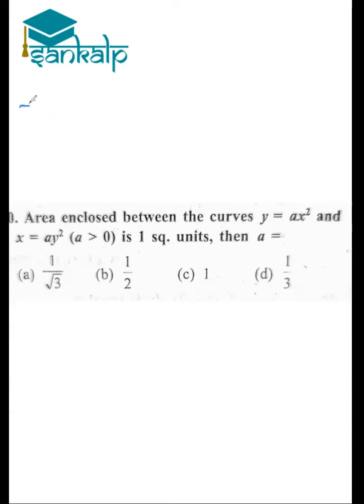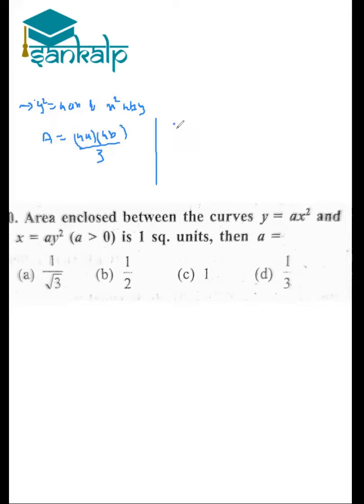If the equation of the curves is of the type y² = 4ax and x² = 4by, then the area is given by 16ab divided by 3, that is 4a into 4b divided by 3. So using this result, 4a into 4b divided by 3, we apply it to equation 1.